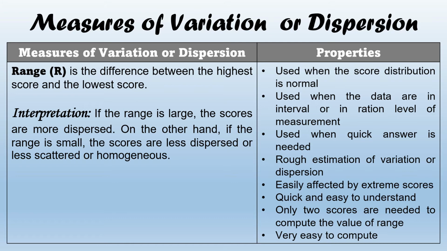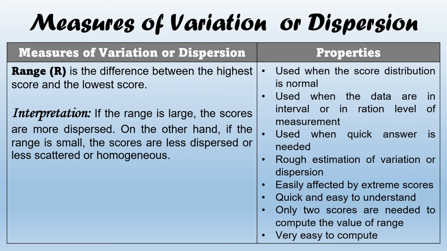It is easily affected by extreme scores. For example, if the highest score is 9 and the lowest score is 8, kung titingnan mo yan, that is actually a small answer. But if you have 9 minus 1, those are extreme scores kasi magkabila 9 at saka 1. So it could really affect the difference of the two scores.